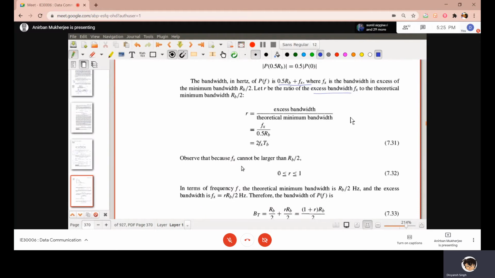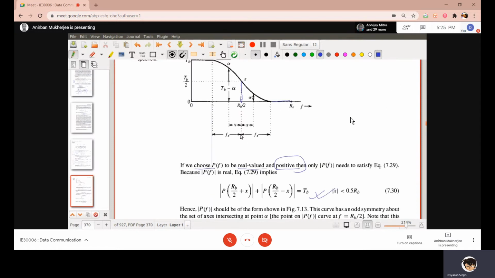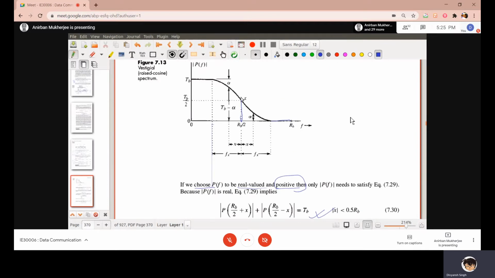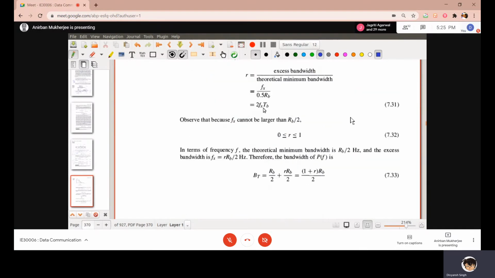Now you see that fx, this side and this side, cannot be more than RB by 2. When fx equals RB by 2, it will go up to like this. Then only fx will be RB by 2. So fx maximum is RB by 2, which means the maximum value of R is 1. Otherwise, the minimum value of R is 0. So this is the case.